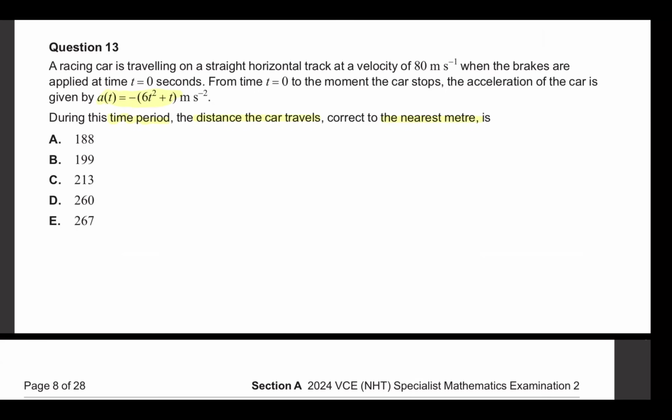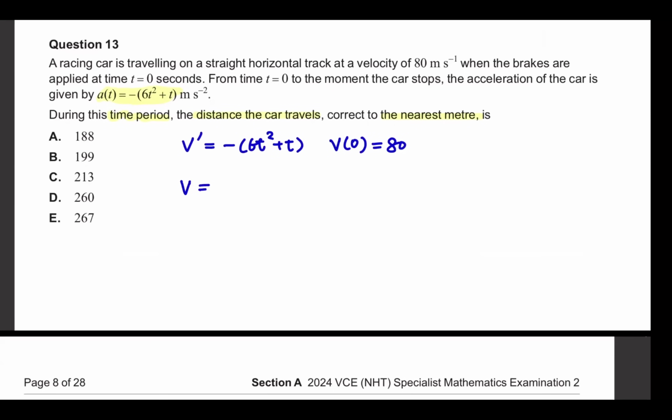So what I want to do is, first, I will need to get v equals something. So v dash is the acceleration, minus 60 squared plus t, subject to v naught equals 80. That is my initial velocity. Once I get the v, I'm setting that to 0 to find the time. Eventually, we use integration over the time period 0 to that stopping time, get the distance, okay? So this is another good outcome 3 question. Use your CAS calculator efficiently.